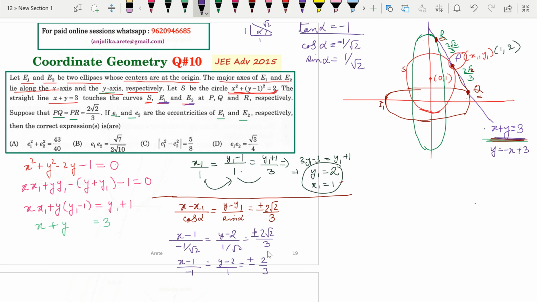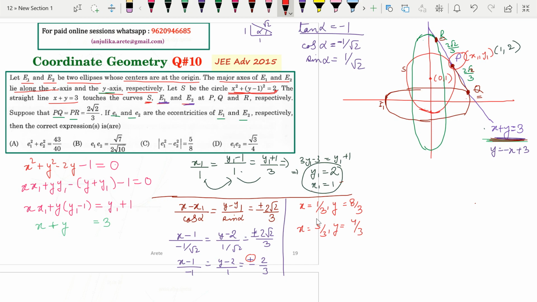So with the plus value, let's solve it. If you take this plus value, you get x is equal to 1 minus 2 by 3, that's 1 by 3, right? The y value with the plus, what do you get? You will get y is equal to 2 plus 2 by 3, that's 8 by 3. With the minus sign, you get x equal to 1 plus 2 by 3. How much is that? 5 by 3. And the y value you are going to get is 2 minus 2 by 3, that's 4 by 3.